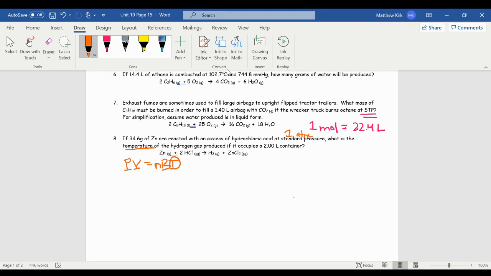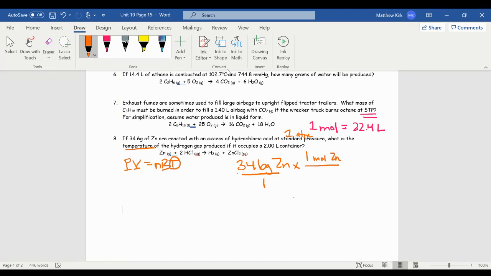We've got to be careful here. Zinc is a solid, so because it's a solid, we can't use it in PV equals nRT. We need to do hydrogen. So let's think about this. We're given grams of a solid, but we have that equation. So let's do some stoichiometry to convert grams of zinc to moles of H2, hydrogen gas. So I'm going to do my molar mass of zinc.